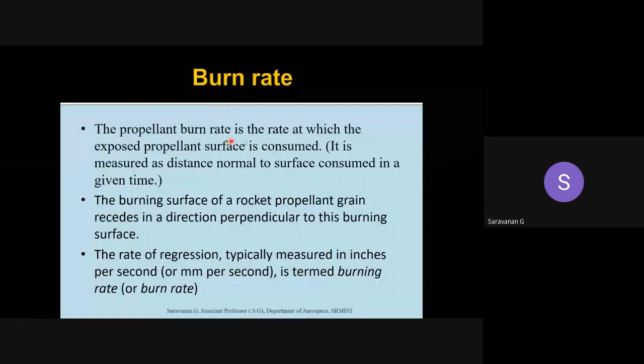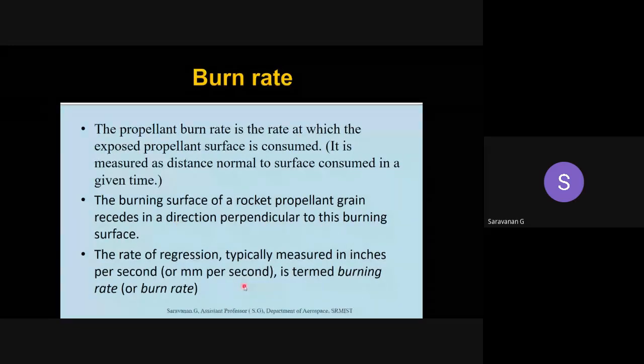Normally, the burning surface of the rocket propellant grain recedes in a direction perpendicular to its burning surface. Whenever the propellant is consumed, the burning surface decreases, and the surface area recedes. That reduction in the burning area of the grain takes place in a direction perpendicular to the burning surface.